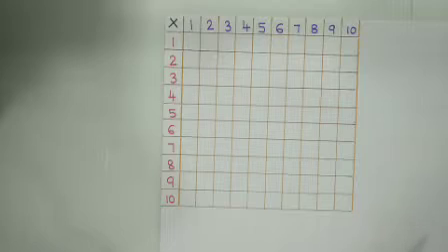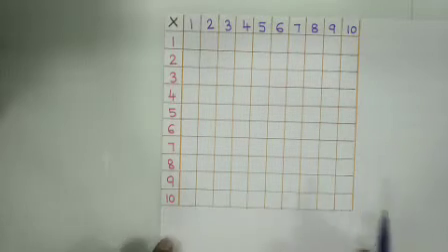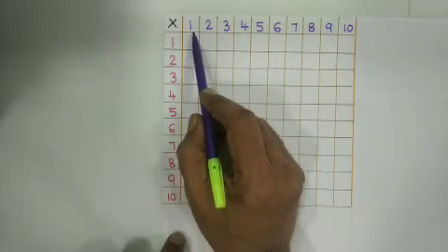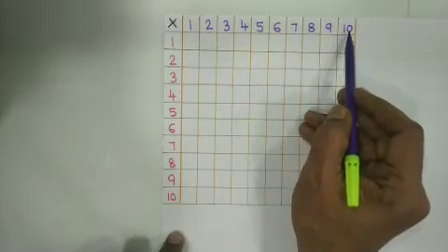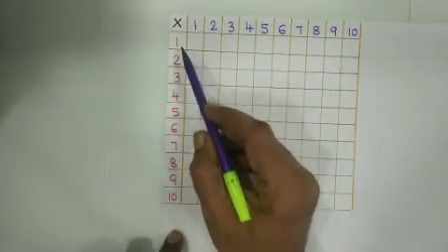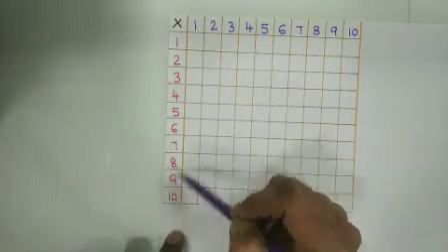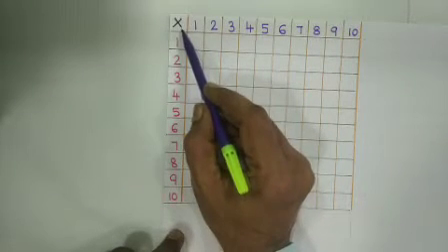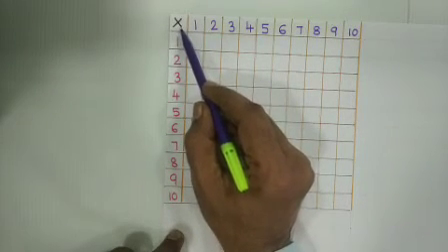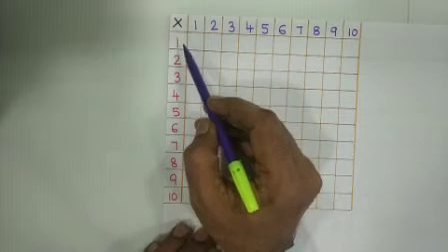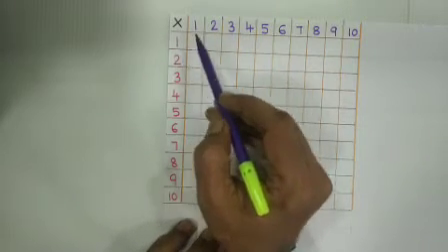This is the activity related to tables. Write the numbers 1 to 10 horizontally like this and 1 to 10 vertically, and write the sign of multiplication here, and say and write the tables.